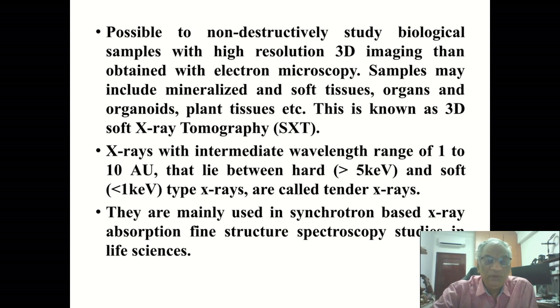X-rays with intermediate wavelength range of 1 to 10 angstrom units that lie between hard, with energy more than 5 kilo electron volts, and soft, with energy less than 1 kilo electron volt, types of X-rays are called tender X-rays. They are mainly used in synchrotron based X-ray absorption fine structure spectroscopy in life sciences.